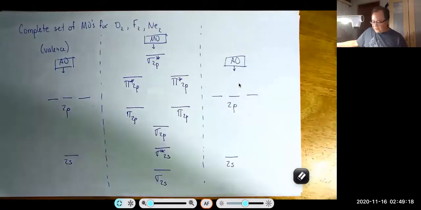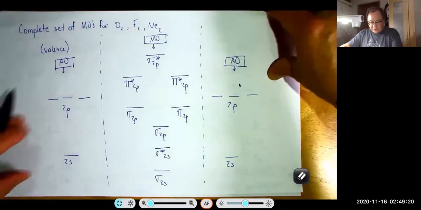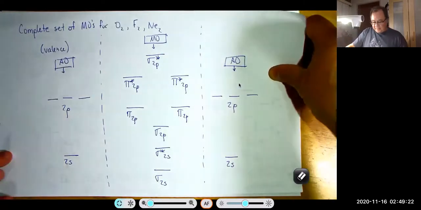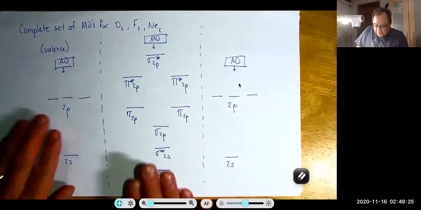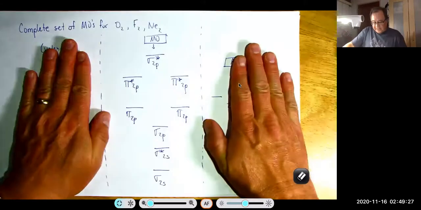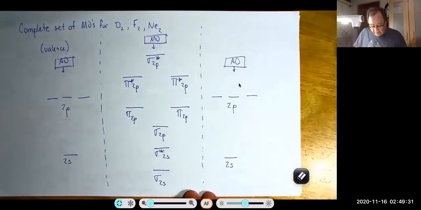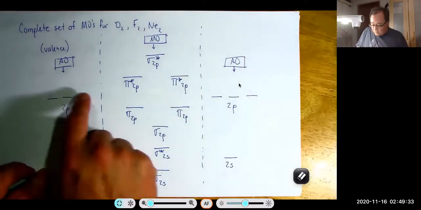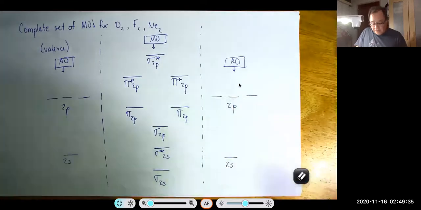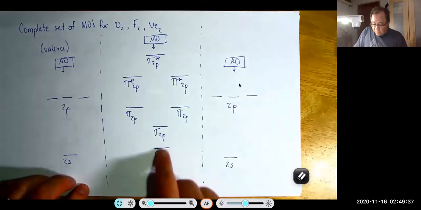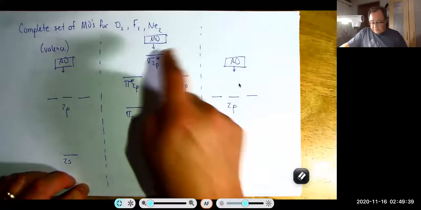Okay, so there's a complete set of MOs for oxygen, fluorine, and neon. And notice these are the MOs in the middle. These are the AOs on the side. And if you take a look, we're looking only at the valence MOs. We have 1, 2, 3, 4, 1, 2, 3, 4, 8 AOs. 1, 2, 3, 4, 5, 6, 7, 8, 8 MOs.